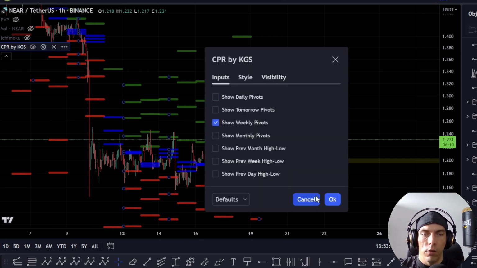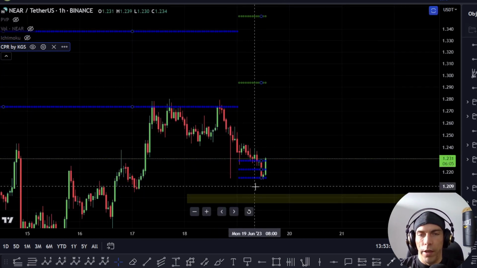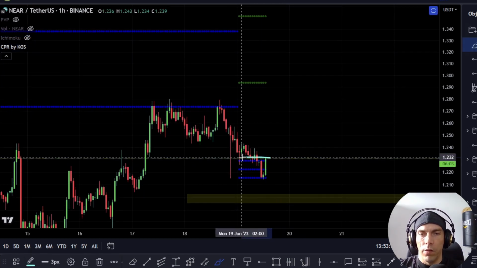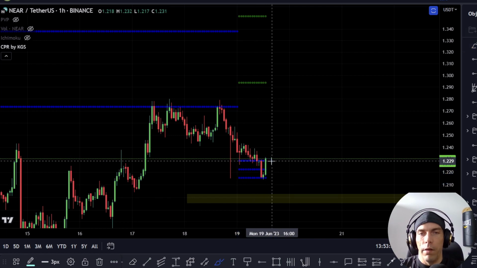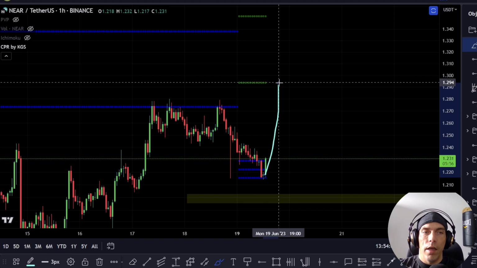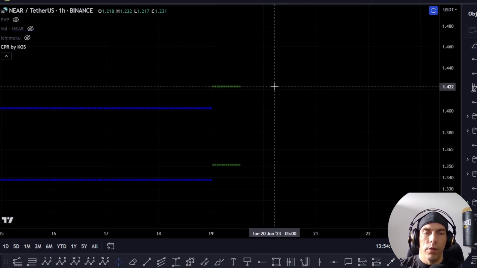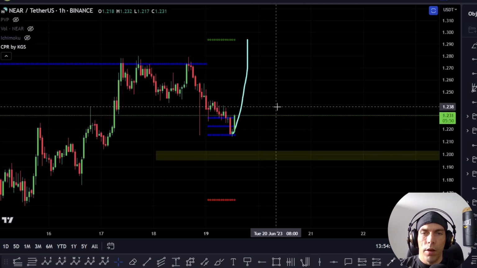Now, if we change this over to the weekly, what we can see is we still have support of the weekly CPR lines. What this means is, if we hold this level, price could actually be gravitated back up towards this S1 line here, which would be this $1.29, the S2 at this $1.35, and the S3 at this $1.42. So I'll be keeping an eye on those levels.